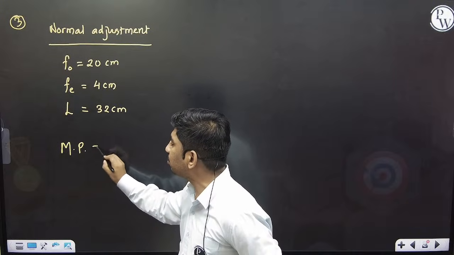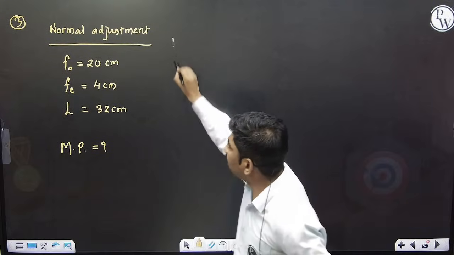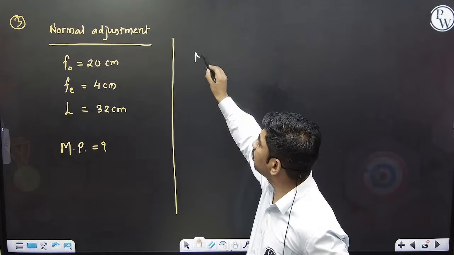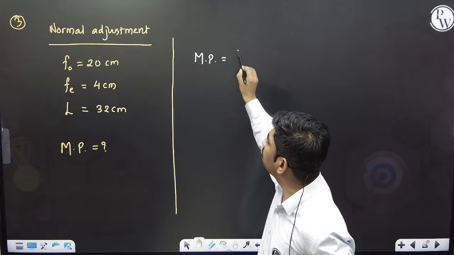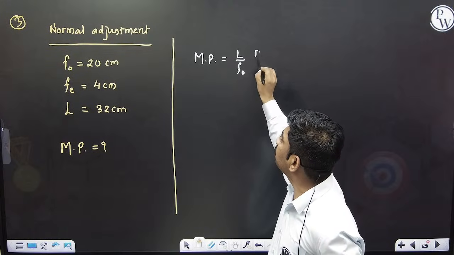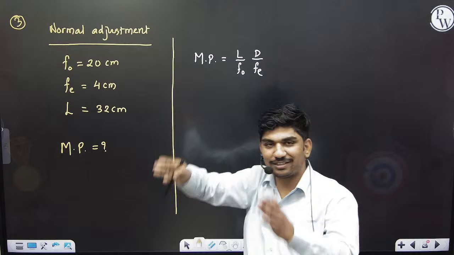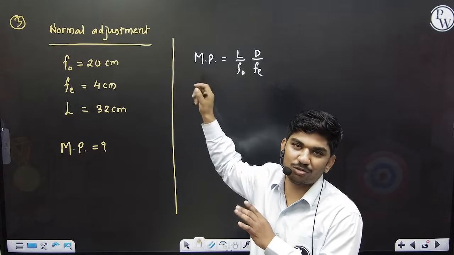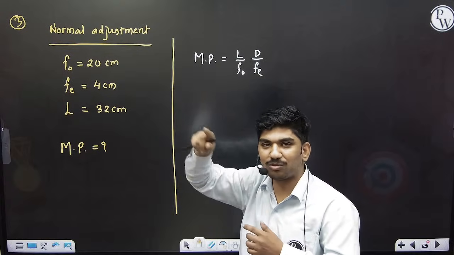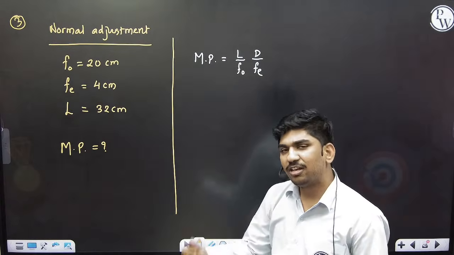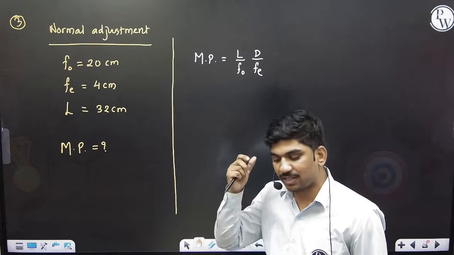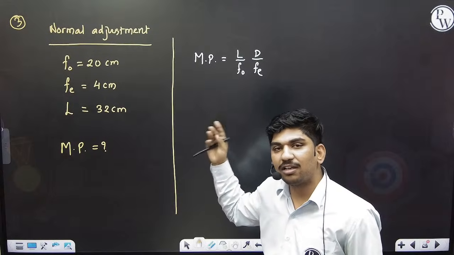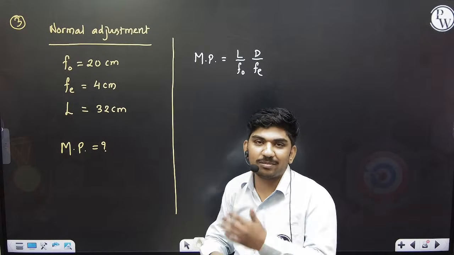So how are you going to find the magnifying power? Direct formula again. What is the formula for normal adjustment? Magnifying power is nothing but L by FO times D by FE. I used to write this in one lecture and then box it. Whatever we have boxed and highlighted in the class, in physics, trust me, like 70% of questions will be from this. Out of 15 questions I have seen, I can relate many directly to the notes.